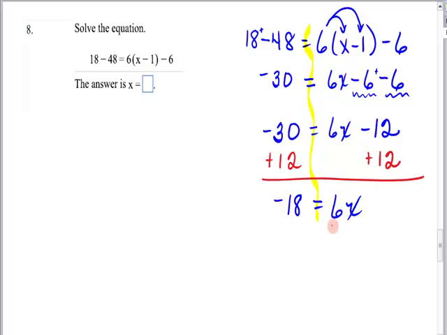What do we call the 6? It's a coefficient, and we divide by it. We do that always last if it needs to be done. Negative 18 divided by 6 is negative 3 is equal to x.